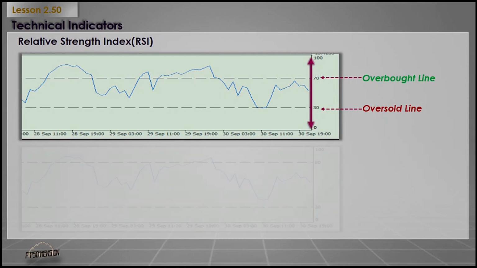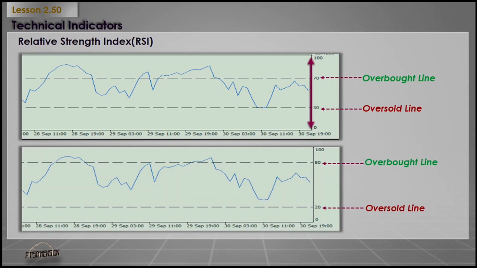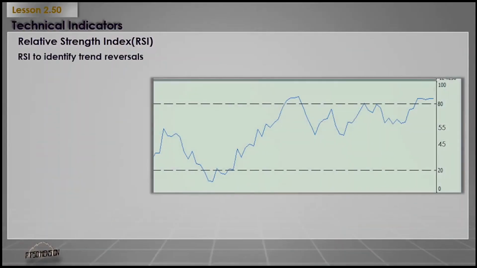For example, I like to use 80 for my overbought line and 20 for my oversold line. It appears the more you expand these two levels, the fewer signals you get, but the more accurate it becomes. Note that during periods of strong uptrend or downtrend, the RSI may remain in an overbought or oversold situation respectively for an extended period of time.